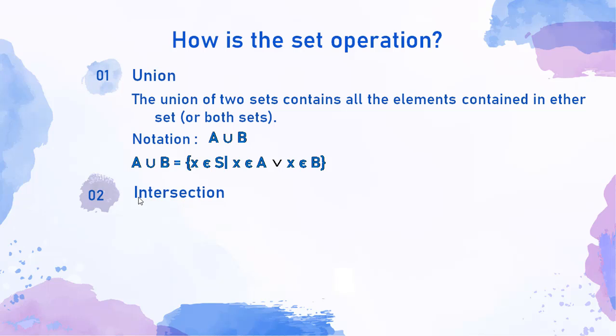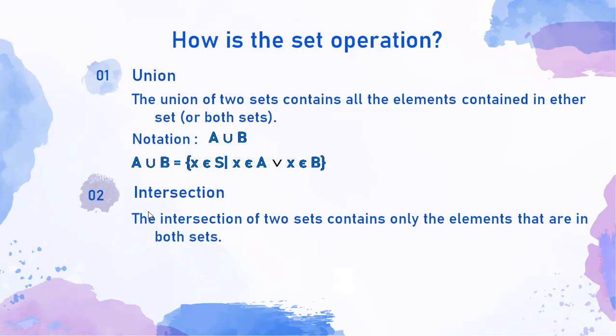Next, intersection. The intersection of two sets contains only the elements that are in both sets. Notation: A intersection B. A intersection B is the set containing X, an element of S, such that X is an element of A and X is an element of B.